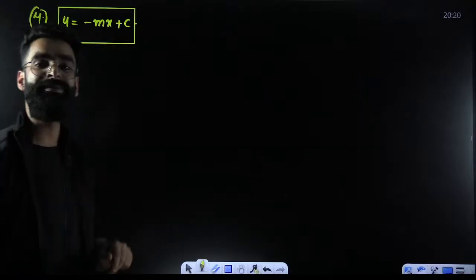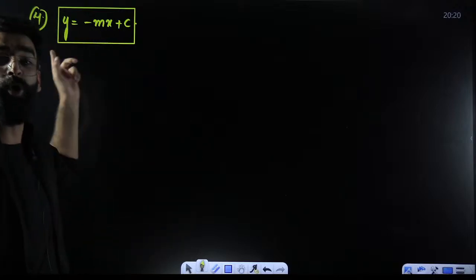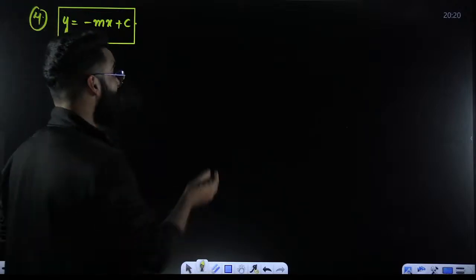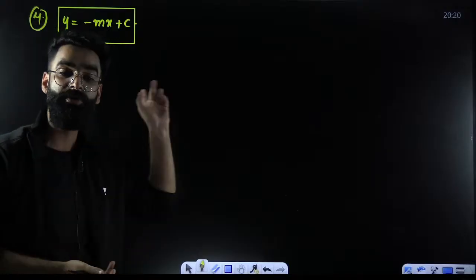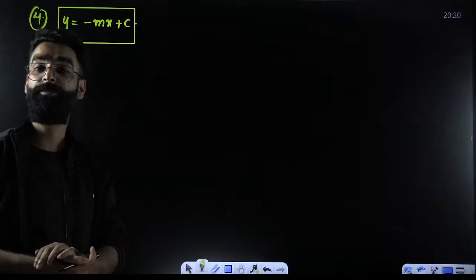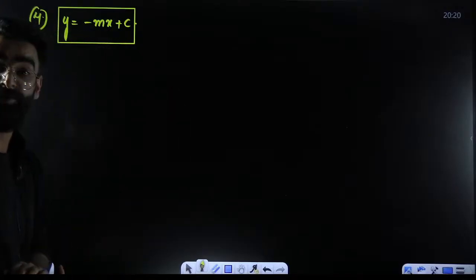Now look here. Y is equal to minus mx plus c, right? So slope is negative. Slope negative means tan of theta is negative. Tan theta negative means theta has to be obtuse here.